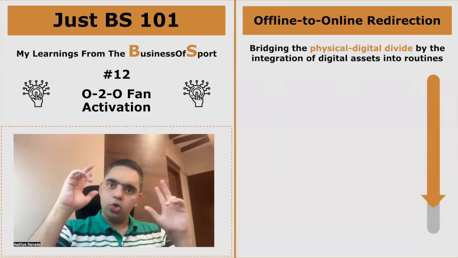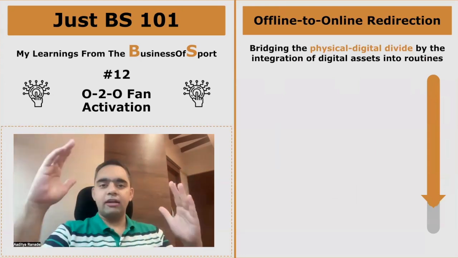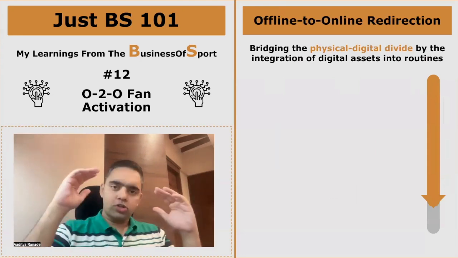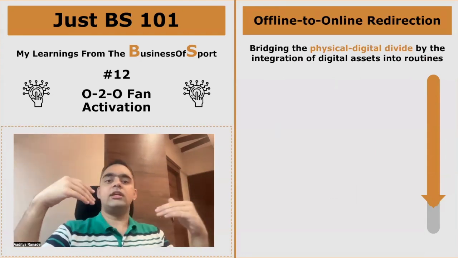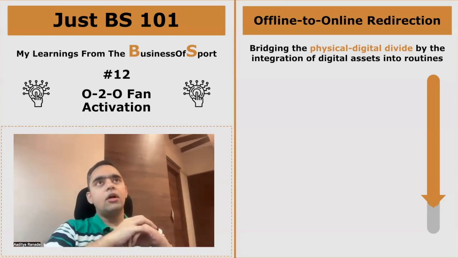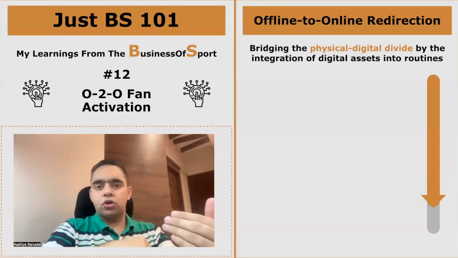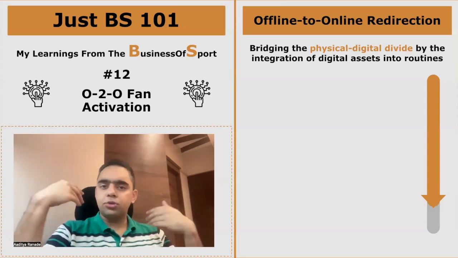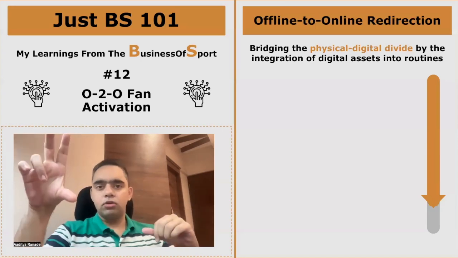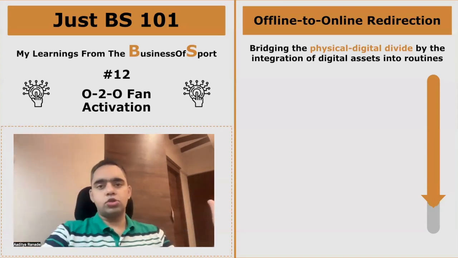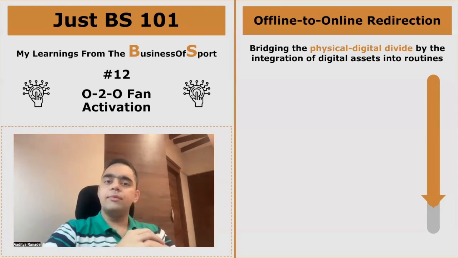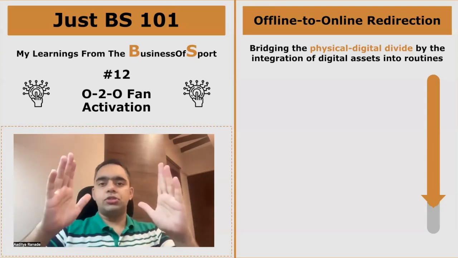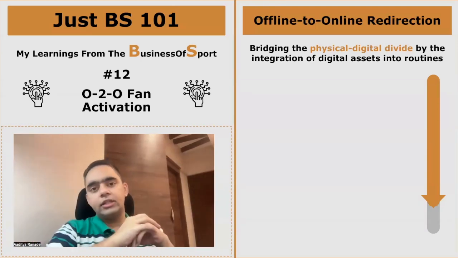Today, let's talk about O-2-O fan activation, or offline to online fan activation. If you think about the history of sports consumption in general, it of course began in a very offline manner, with fans visiting the stadium to watch live games. We moved from that to watching sports on linear TV for the past few decades. And in today's day and age, practically each one of us consumes sports over the smartphone, either through OTT streaming or through some sort of non-live content that's available on social media. The question before sports organizations now is, how do they bridge this physical digital divide in today's day and age?